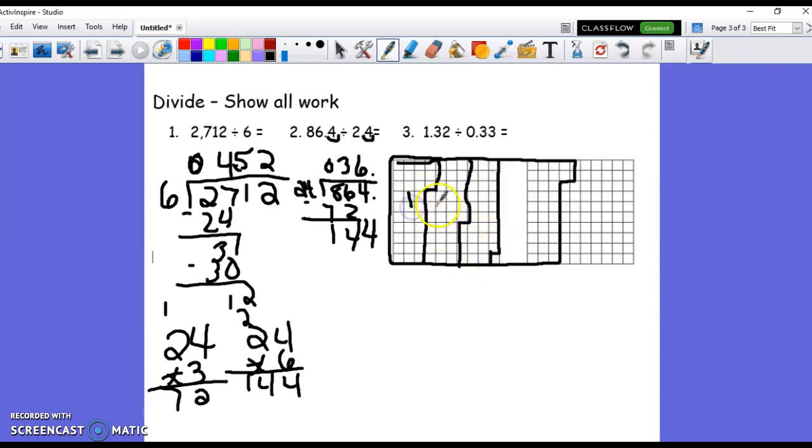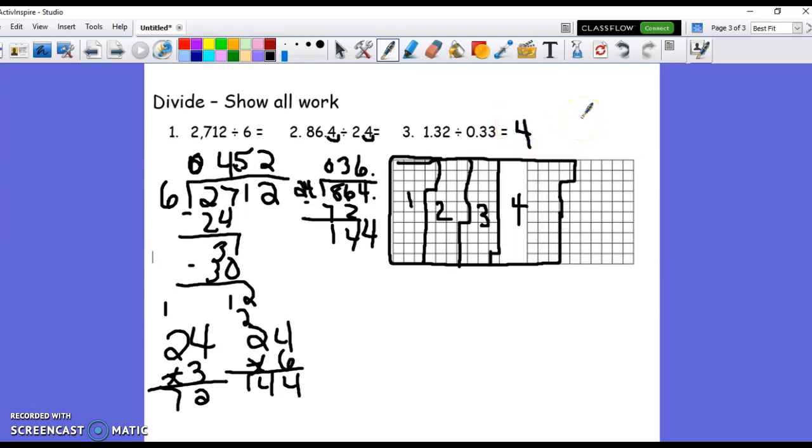So I've got one group here, a second group here, a third group here. This should be my 4th group. Let me see if I have enough. I have 32 here, plus this one here is 33. So the answer would be 4 whole groups.